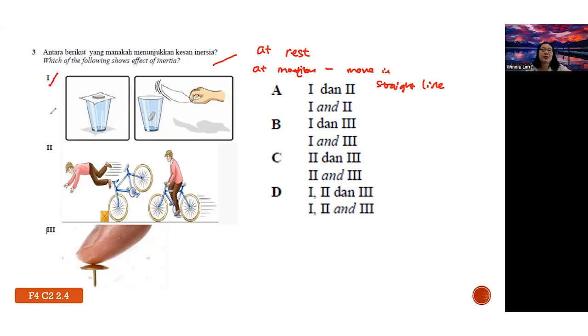So the first case is the idea of inertia, because the coin has the tendency to remain at rest. If you pull the paper fast enough, the coin will drop due to gravity.